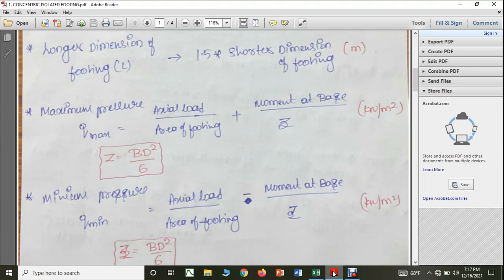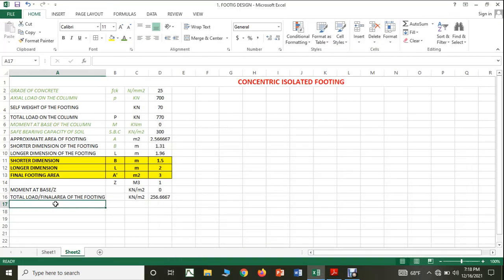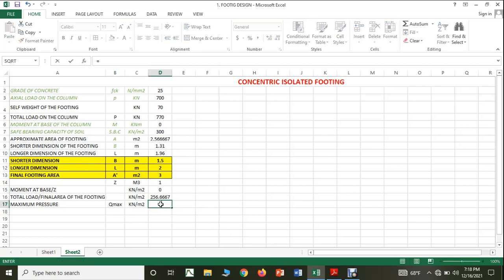And after that you can have the maximum pressure Q max. So here I can write maximum pressure given as Q max, in kilonewton per meter square. What will that value be? It will be the sum of this plus this, right? So that will be your maximum pressure.